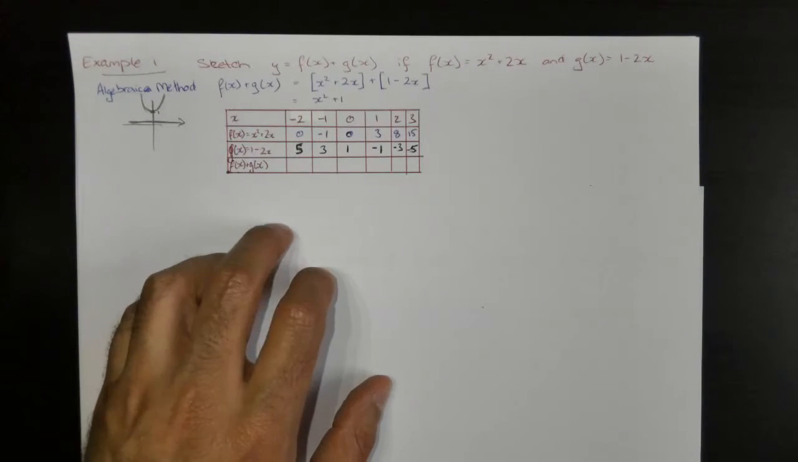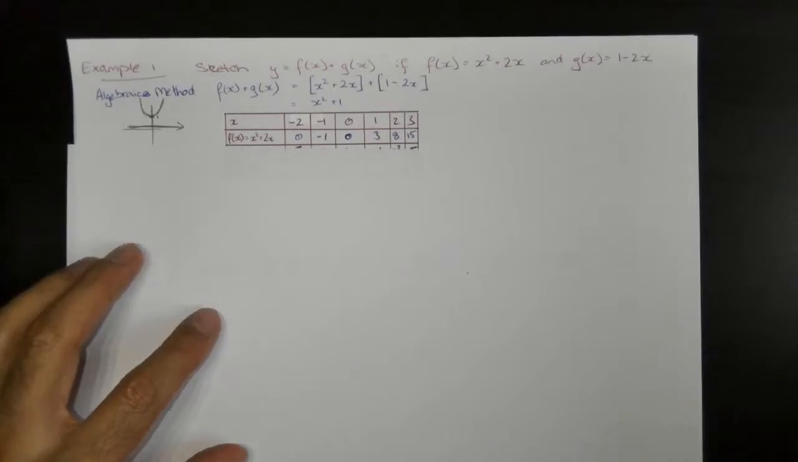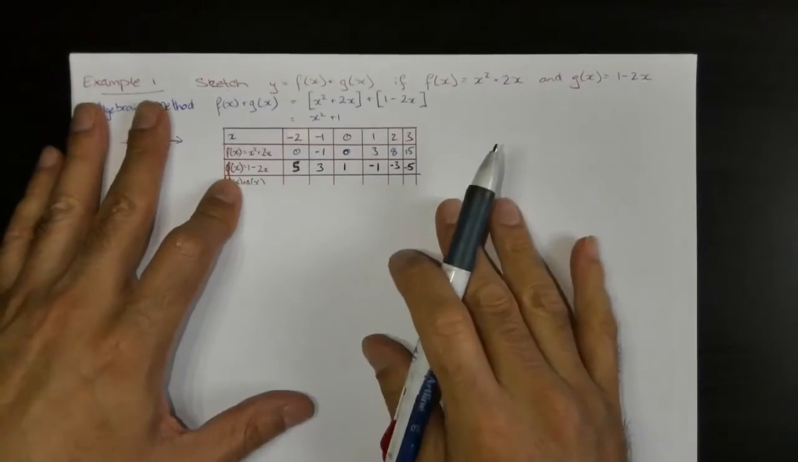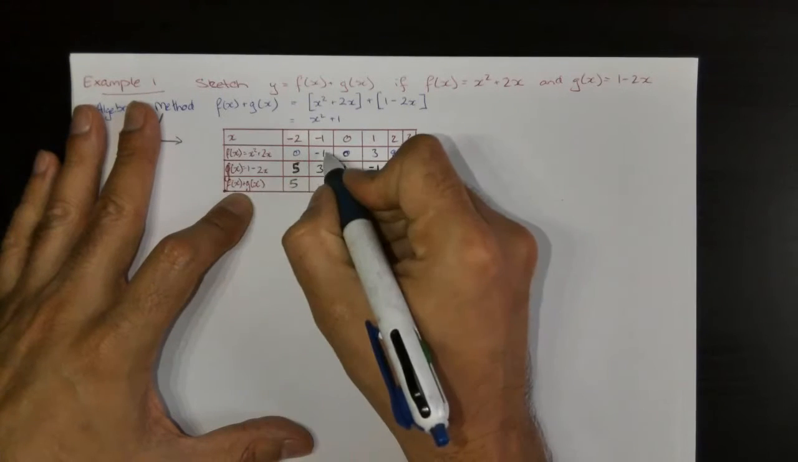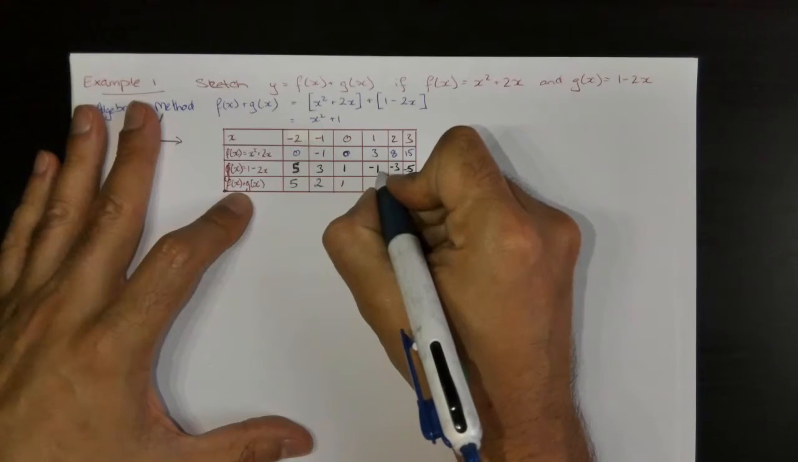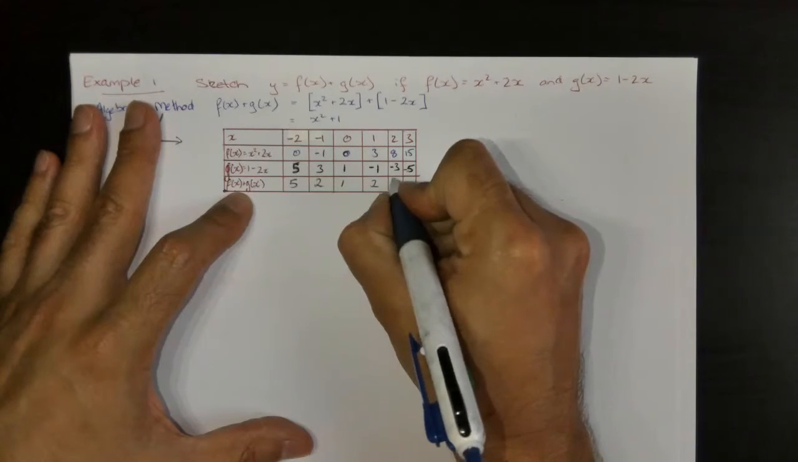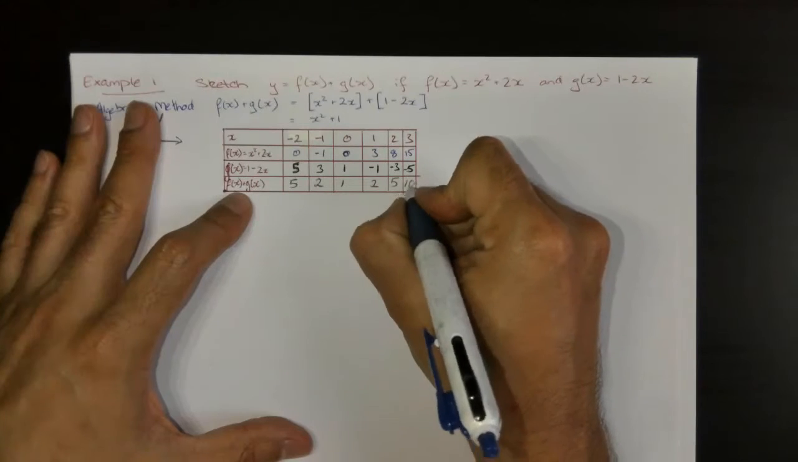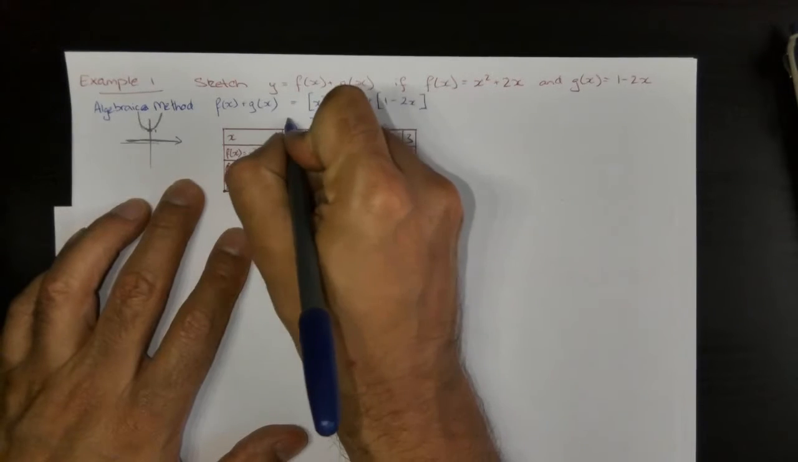Now what we're going to do is add the two coordinates. So we have 5, negative 1 plus 3 is 2, 1, 2, 5, and 10.